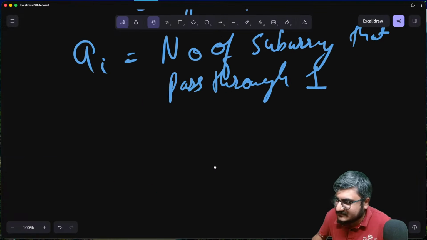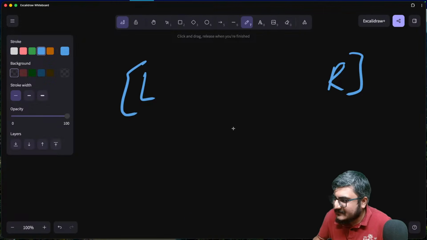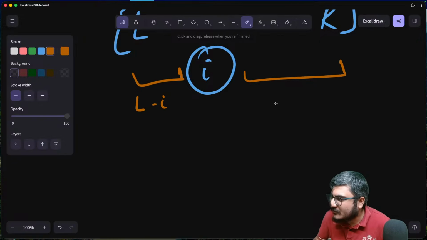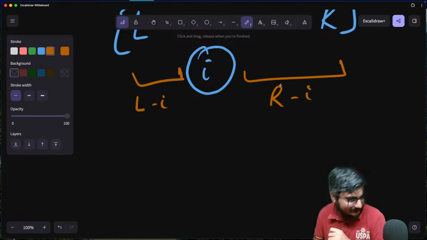Now we can extend this check from L to R as well. If I am focused on L to R, element I is the minimum element only if the count of these elements would be L minus I, and the count of these elements would be R minus I. You take the product of these and you will find the minimum.